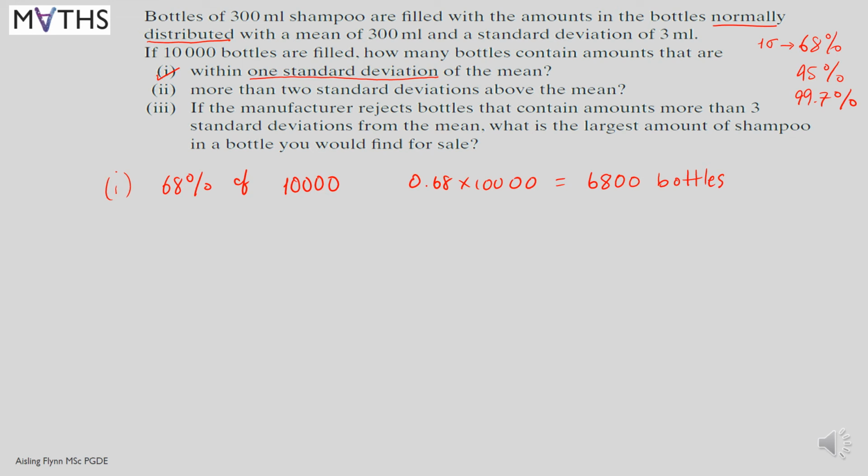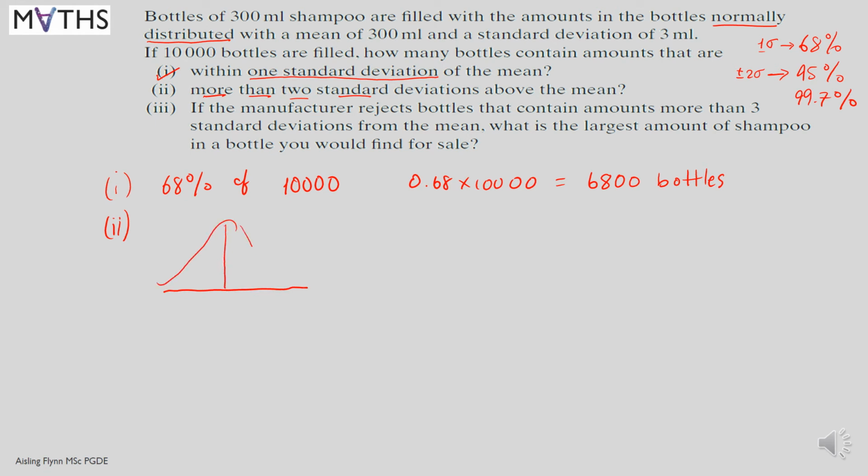Okay, now let's look at question 2. How many bottles are more than 2 standard deviations above the mean? So we will be using our 95%. That's for 2 standard deviations. But it says more than 2 standard deviations above. So in this case, we're going to sketch a diagram.